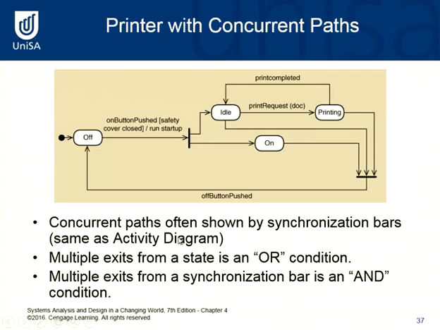So concurrency basically is used with synchronization bars, as we had with the activity diagram. And basically we have multiple exit points in an OR condition, or we can have synchronization bars to show an AND condition.